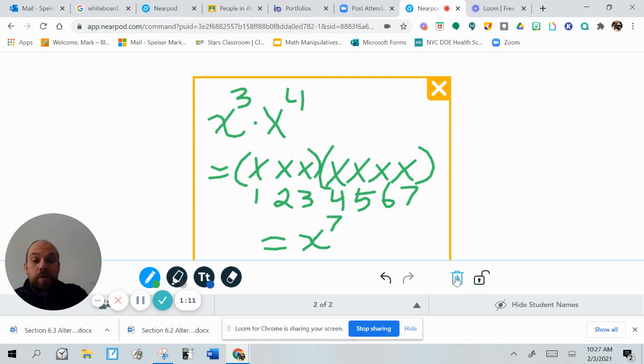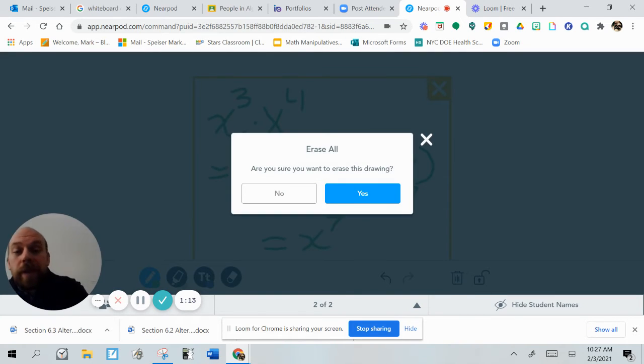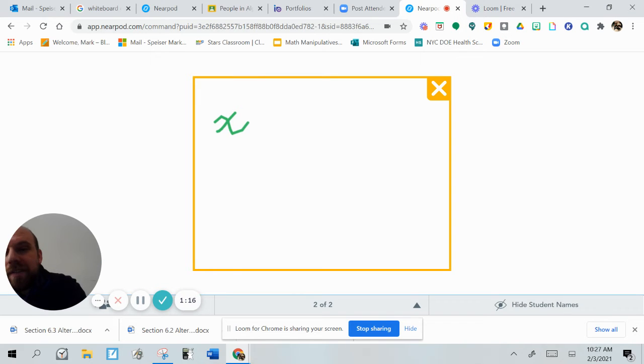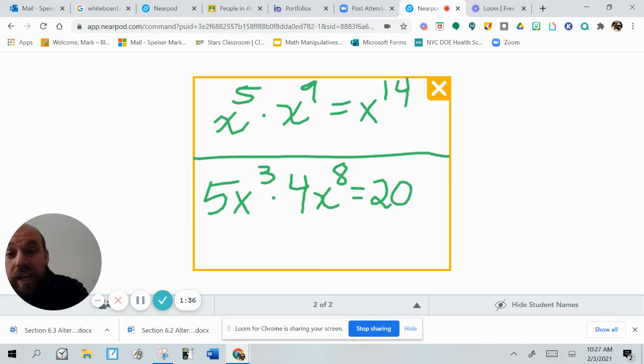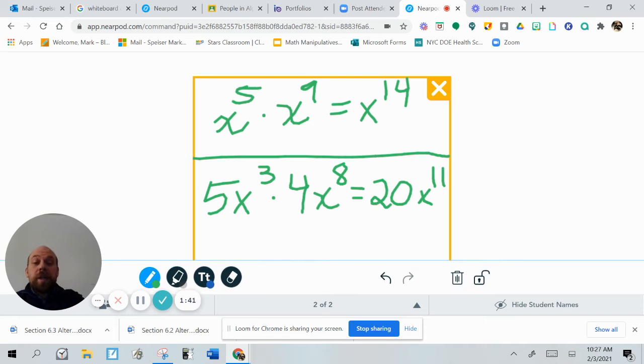So let's do a few examples. Okay, so first example, x to the 5th times x to the 9th. Add the 5 and 9, you get 14. Let's do one with coefficients. 5x to the 3rd times 4x to the 8th. Do 5 times 4 and you get 20. And you add the exponents of 3 and 8. It's 11. Now let's do one more example where you have 2 variables.